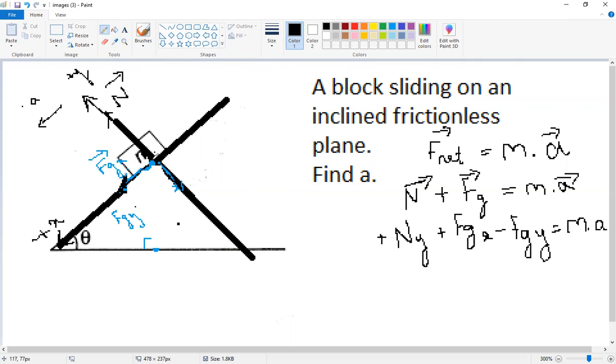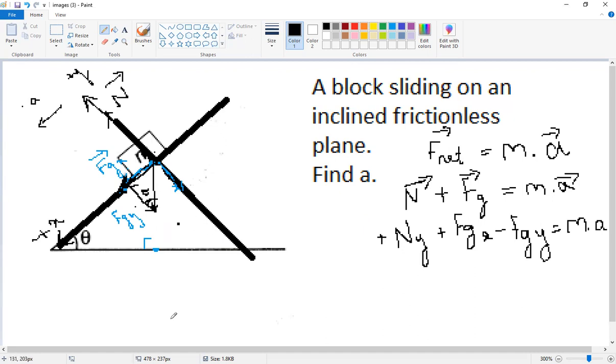This here, as we said, this is FG. This here is FGY, pointing downward. And this vector here is FGX, okay? And this angle is theta, as we said. How can we find theta? Now to find FGX and FGY, we use the cosine theta and sine theta rule.